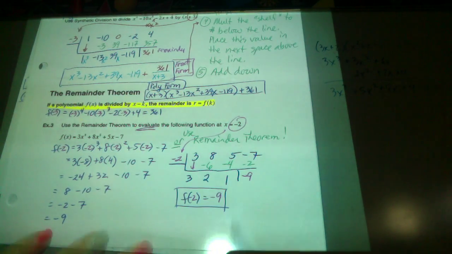Which one would you prefer to use? The left side or the right side? I prefer to use synthetic division. Typically the math is easier. So my point is, if you want to evaluate a function for something, use synthetic division. It's quicker, especially if you don't have that calculator. All right, so I'll flip to the next page.